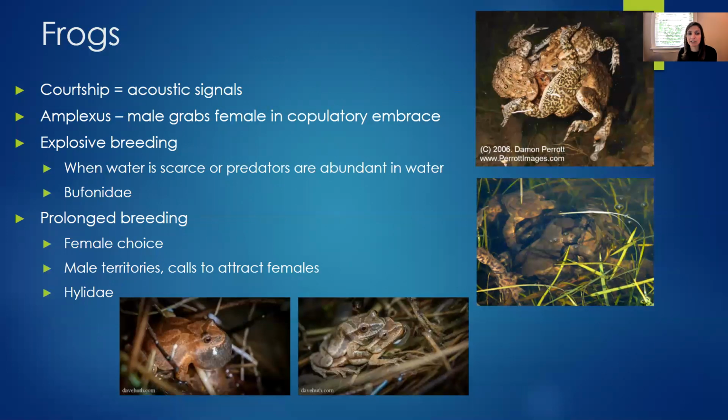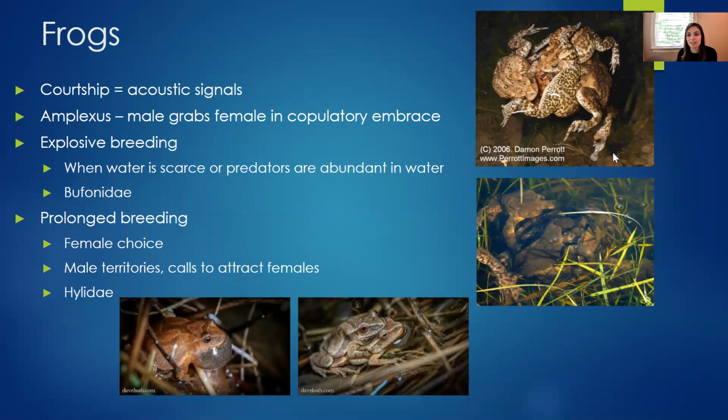Again, there's explosive breeding and prolonged breeding. Explosive breeding we see in toads and Bufonidae. This is when water is scarce, or if the water that's being used has abundant predators. So they just want to, all right, get it done all at once. This is called a breeding ball.